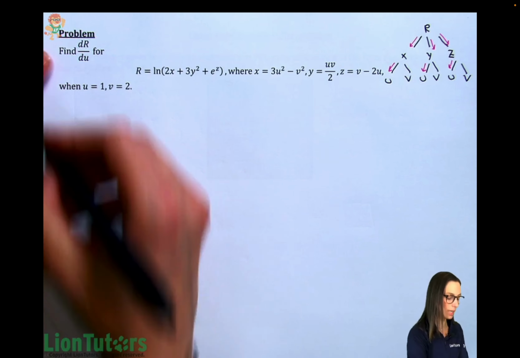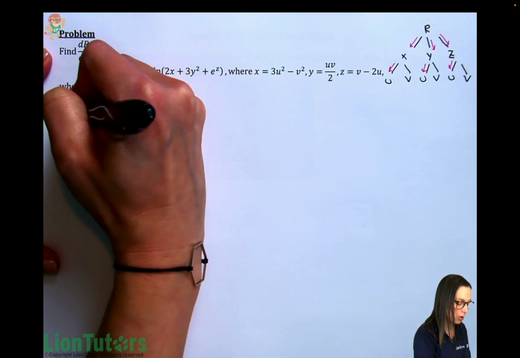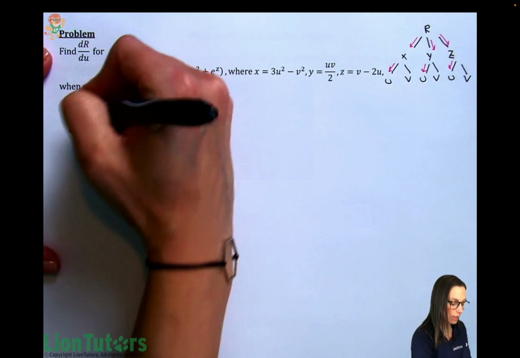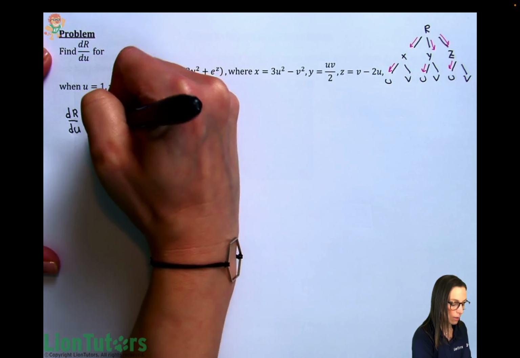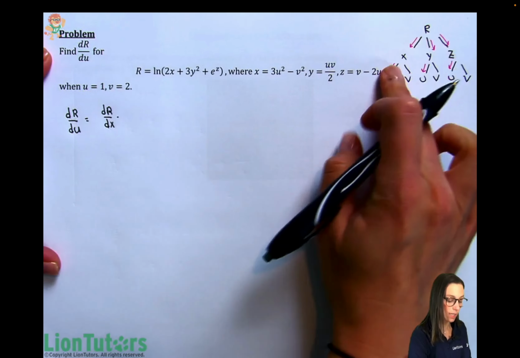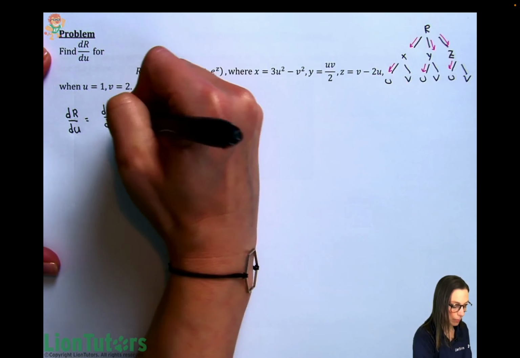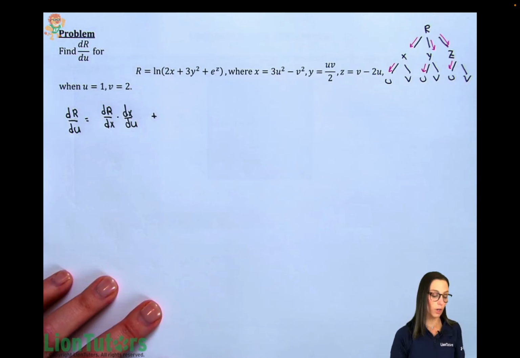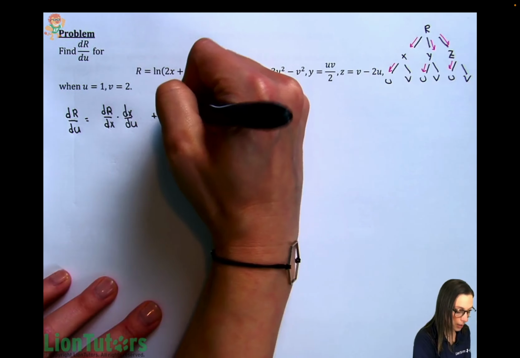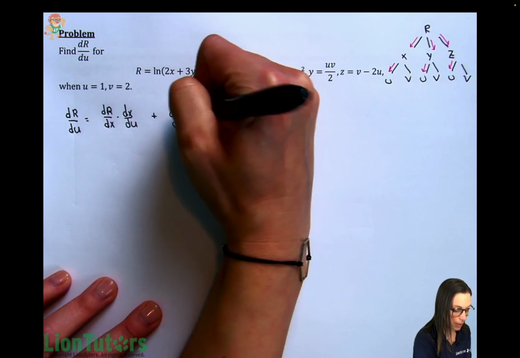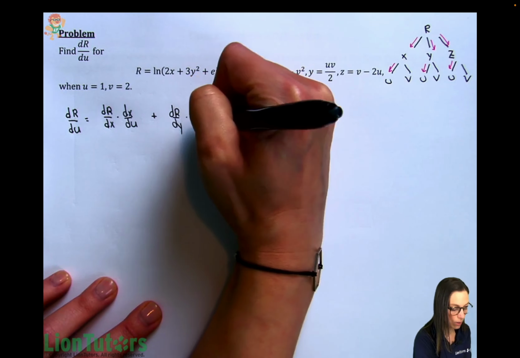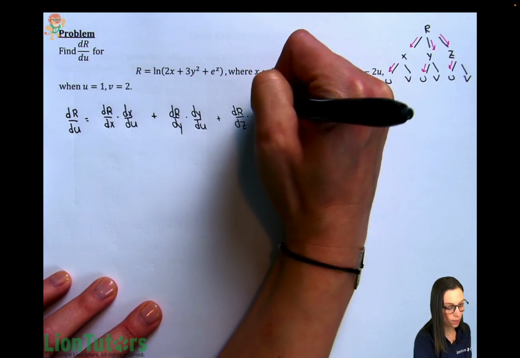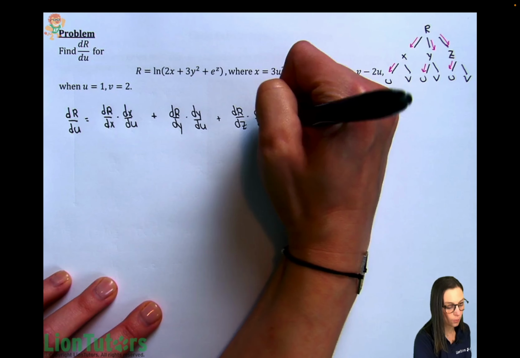Let's go ahead and write this formula down. So our dr/du is going to be equal to dr/dx times dx/du, plus then we're going to go dr/dy times dy/du, and then dr/dz times dz/du.